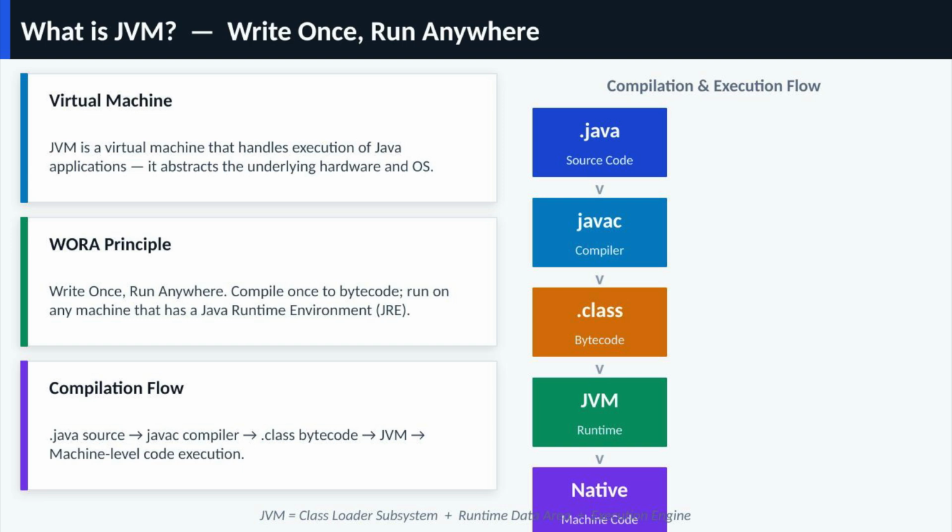We compile our .java file into .class bytecode using the javac compiler. That bytecode is then executed by the JVM. The JVM hides all operating system differences from the developers. That's the magic behind Java portability.